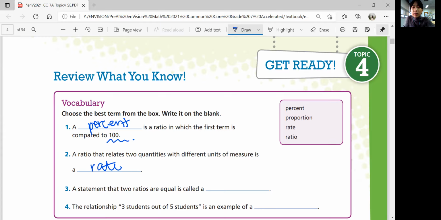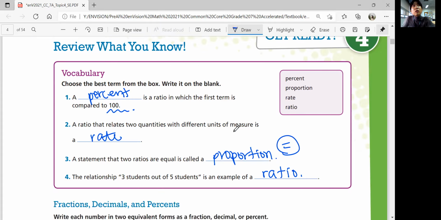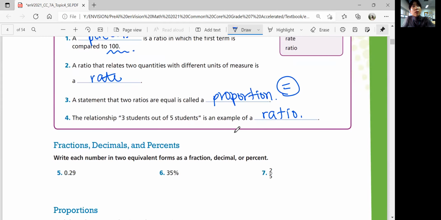Number 3, a statement that two ratios are equal is called a, you have two options, proportion. Yes, whenever you have fractions, you have a proportion, two ratios that are equal. That is a proportion. Proportion needs an equal sign, okay? And lastly, number 4 should be the relationship. 3 students out of 5 students is an example of a ratio, okay? So you need to know these words for topic 4.